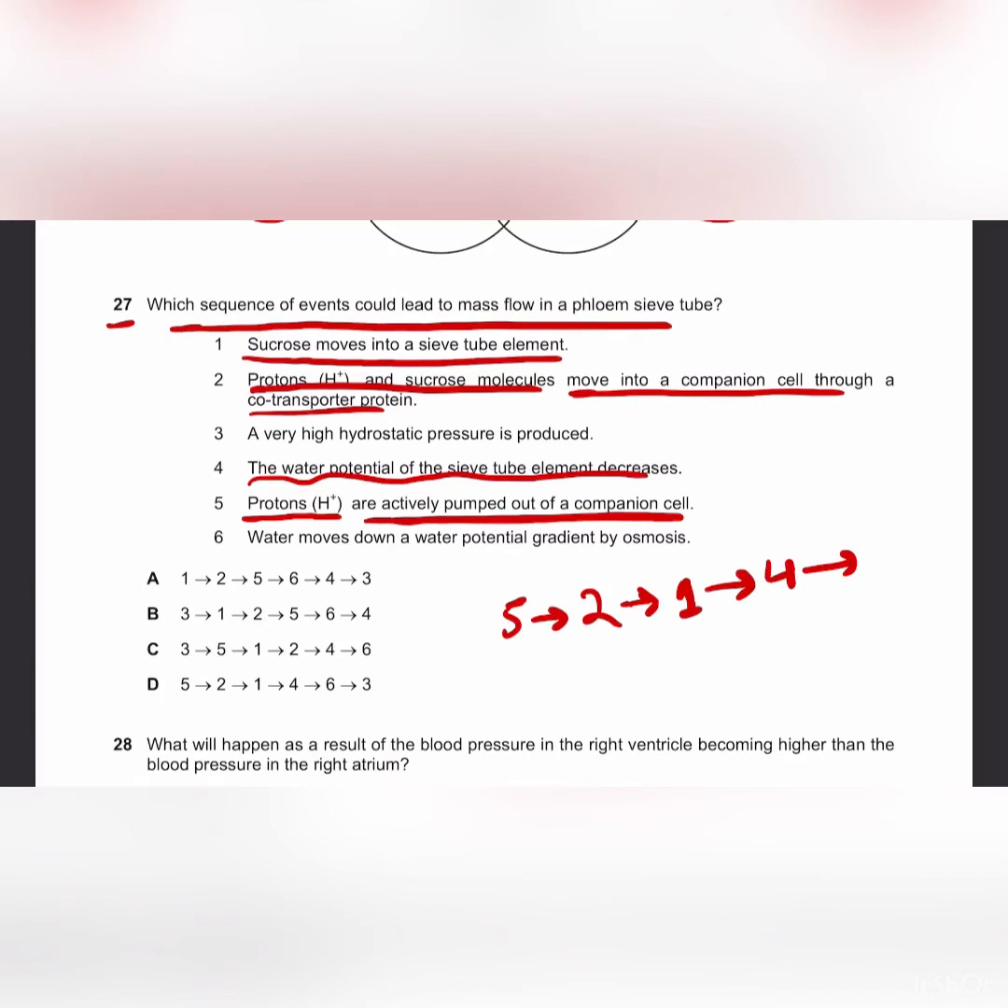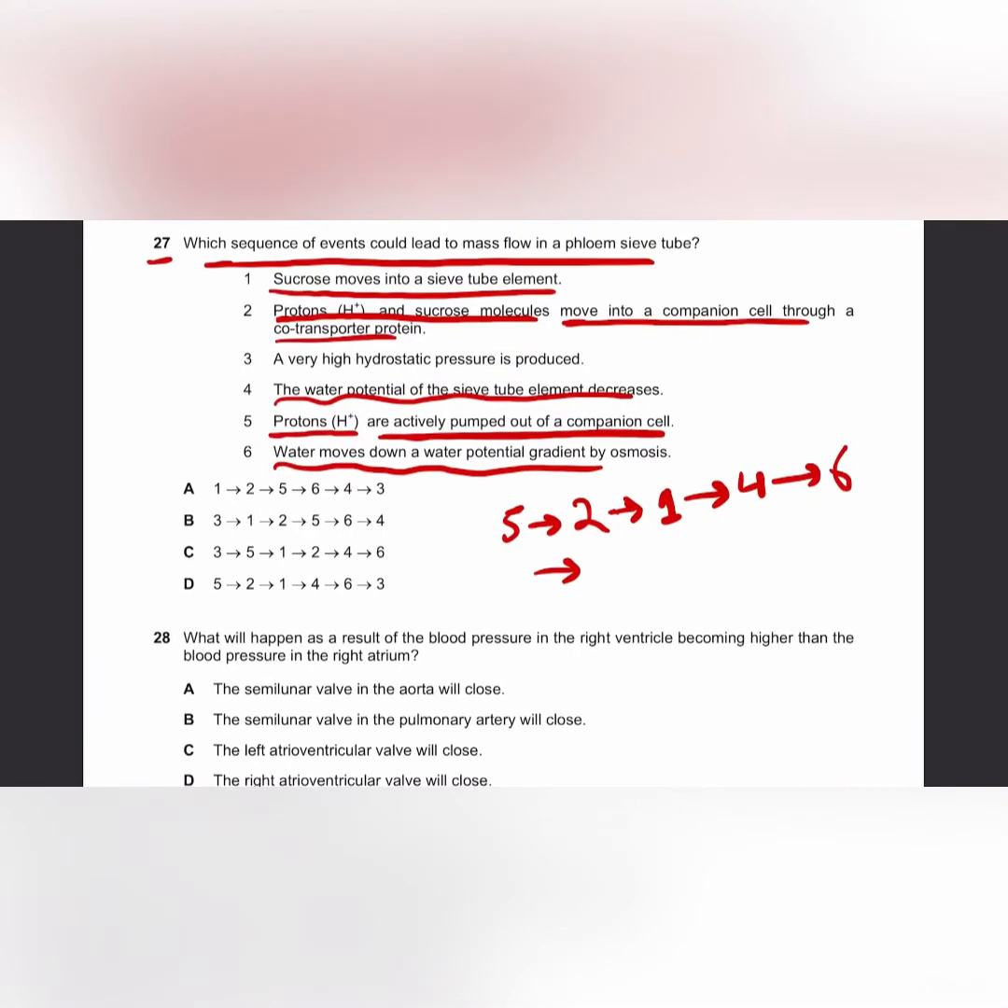As the water potential of the sieve tube element decreases, water from the neighboring cells enters the sieve tube down the water potential gradient by osmosis. And then once the sieve tube element gains water, hydrostatic pressure in the sieve tube element is produced. So the last statement is 3. So the answer is 5, 2, 1, 4, 6, 3. The answer is D.